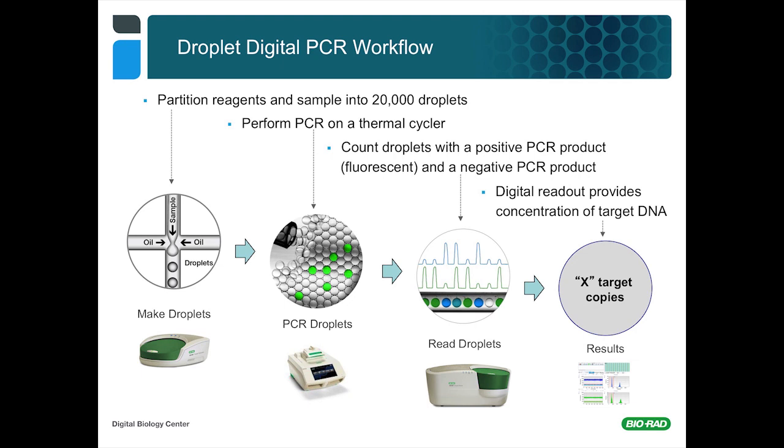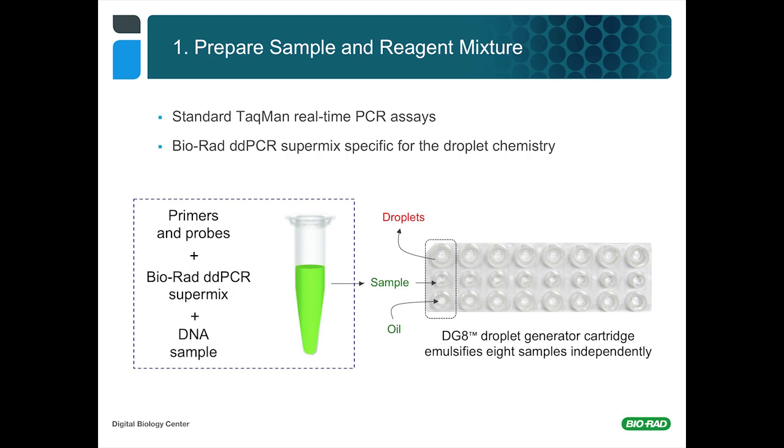After normal PCR cycling, the plate is transferred into a droplet reader, where the droplets are read as negatives or positives in two fluorescent channels as indicated there. And then lastly, there's a sophisticated suite of analysis software that turns those fluorescent amplitude signals into target copies, concentrations, or ratios as needed. So let me run through this now in a little more zoomed-in view.